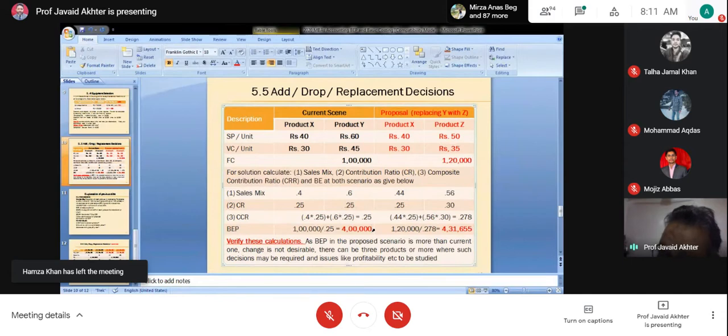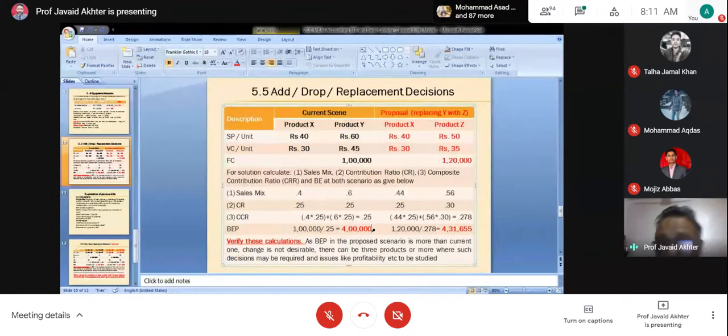Now X you are selling for rupees 1,60,000. How many units must you be selling? Each unit you are selling for rupees 40. So 1,60,000 divided by 40, that is 4,000 units. How many units will you be selling for Y? You are selling Y for rupees 2,40,000, and each unit is for rupees 30. So 2,40,000 divided by 30 will give you 8,000 units. So you are selling 4,000 units of X and 8,000 units of Y.